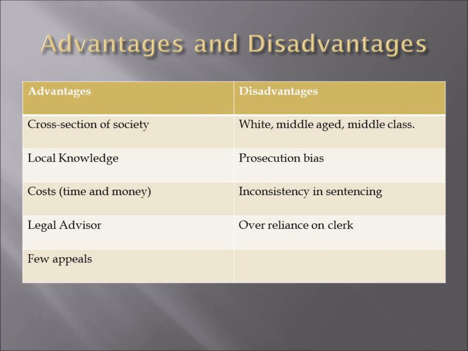A disadvantage: white, middle class, middle-aged. Middle classes are overrepresented on the bench. There are far too few working people in magistrates, and it's because they just don't have the time to become magistrates. Inconsistency in sentencing. Sentences vary greatly between different magistrates' courts, and even between different lay magistrates in the same court. There are also inconsistencies in the granting of bail.